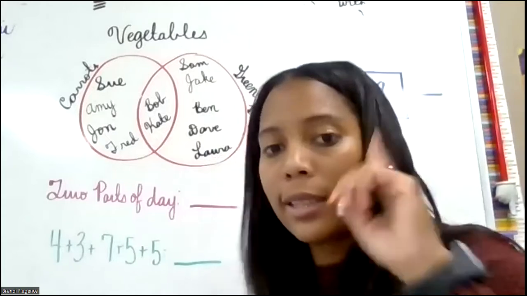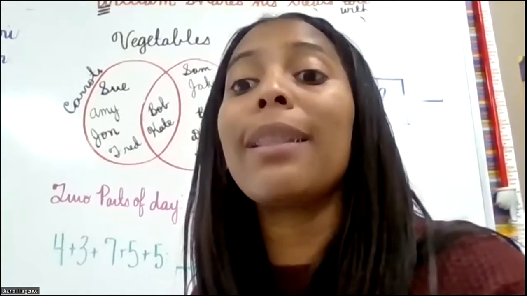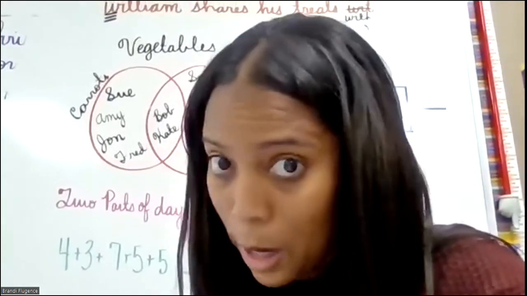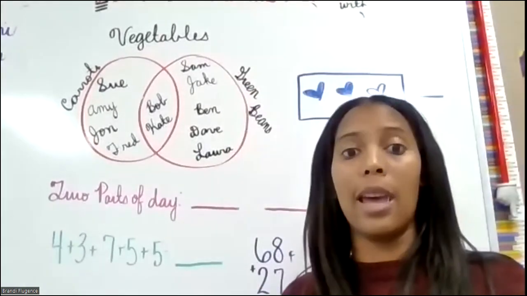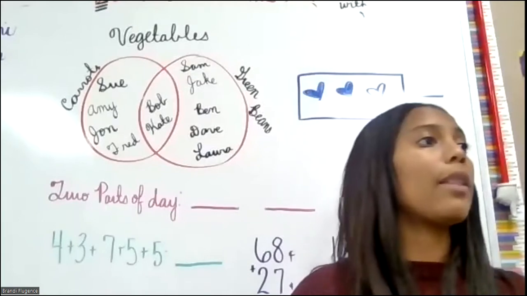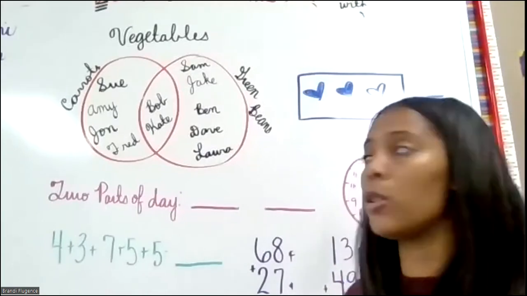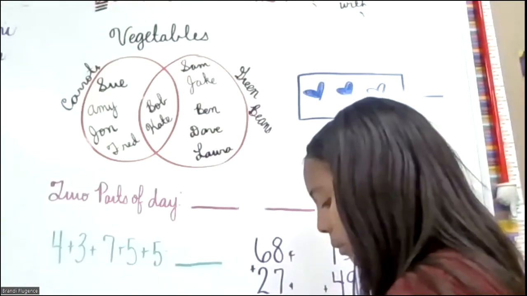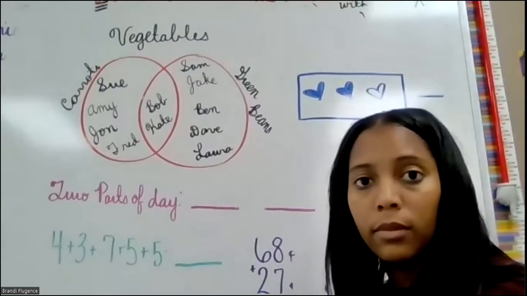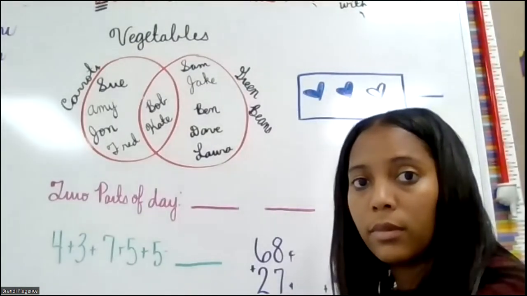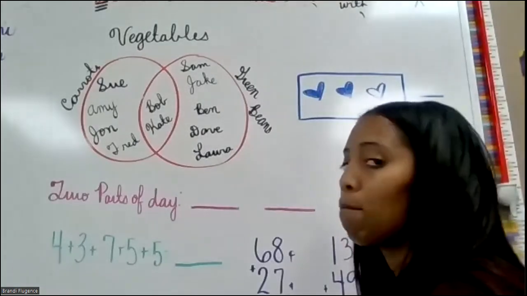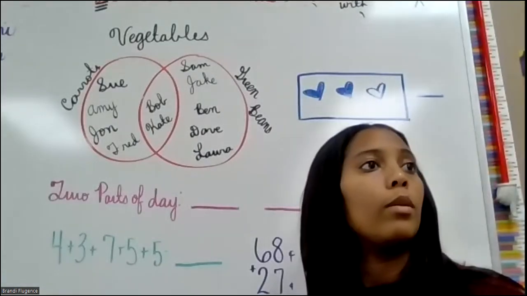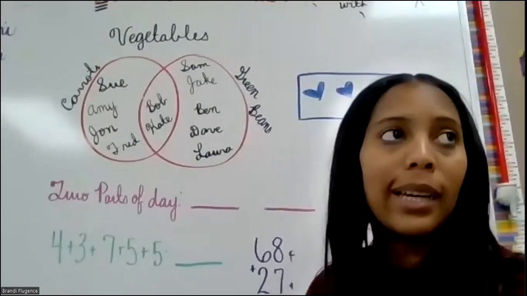Okay? Now, listen to this question. How many people said they like carrots all together? All together, how many people like carrots? Joshua? Four. Not 4. How many? 6. Why 6? Because what?